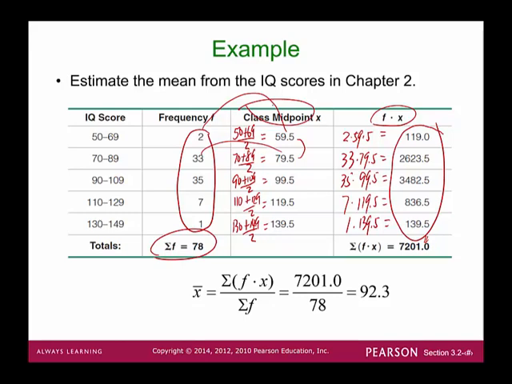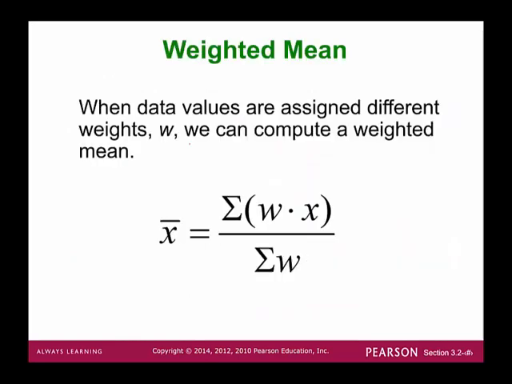Now you have the sum of the products and the sum of the frequencies, and you find the quotient of those two. 7,201 divided by 78, and you get 92.3. Okay, that's how you find the mean from the frequency distribution table. So basically set up the table, create 2 more columns, get a class midpoint first, find the product, sum up all the products, and then sum up all the frequencies. And use the formula, you get the mean for the frequency distribution table.